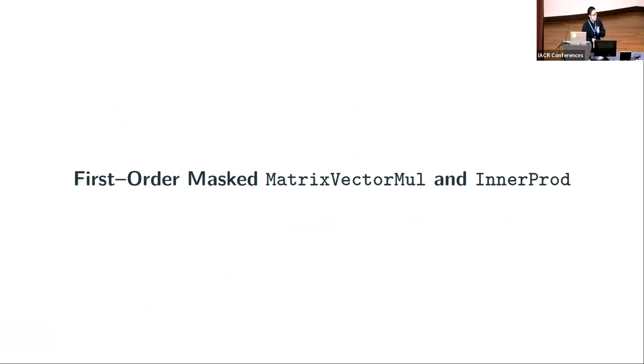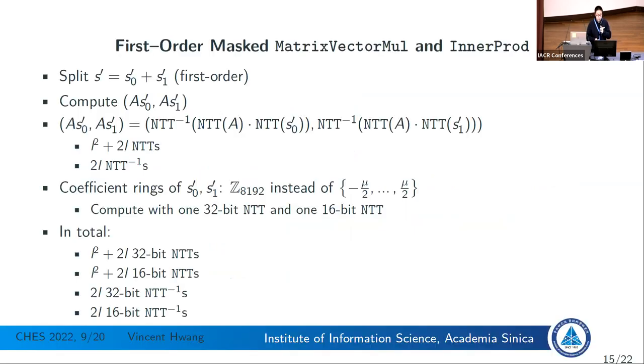Our third contribution is about first-order masked matrix-vector multiplication and inner product, which are used in the decapsulation of Saber. For the first-order masked implementation, we split the secret into two arithmetic shares. As for the public polynomials, they remain the same. So at first, it seems that we only need to apply NTTs to A once and NTTs to both of the shares.